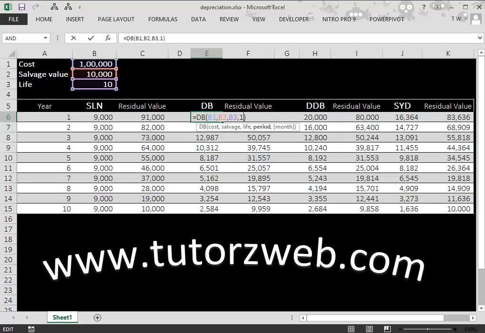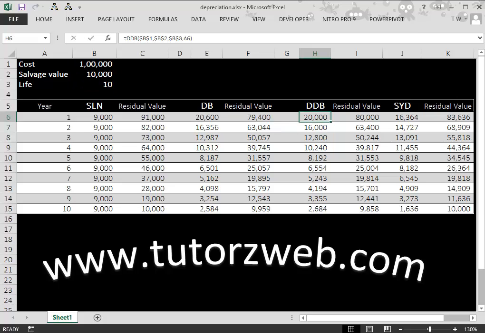The fifth parameter is month, which is an optional parameter. Presuming we are depreciating over many years, then how many months are there in the first year of depreciation? If we omit it, the function assumes it as 12.